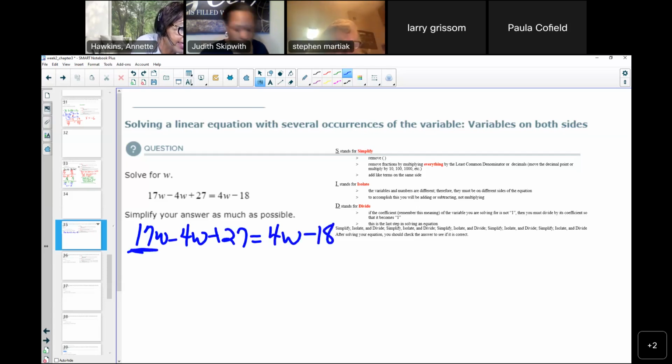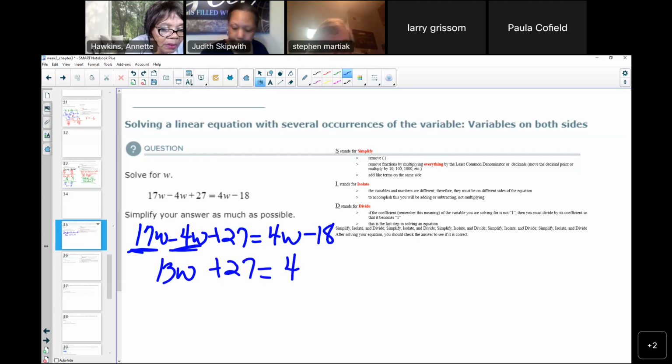See, these are like terms. 17W minus 4W. Okay? So that gives us 13W. And I have it down to two terms on each side. This is my variable expression. This is my number. I can't combine these. So now I need to decide, I need to get the variables on one side and the numbers on the other. Again, it does not matter.